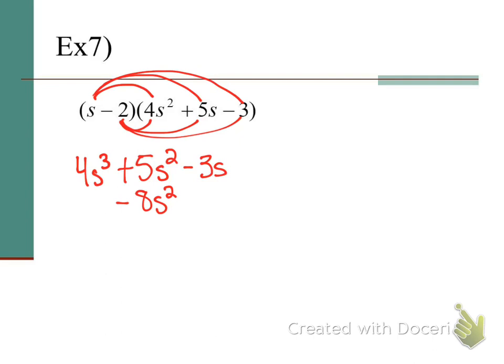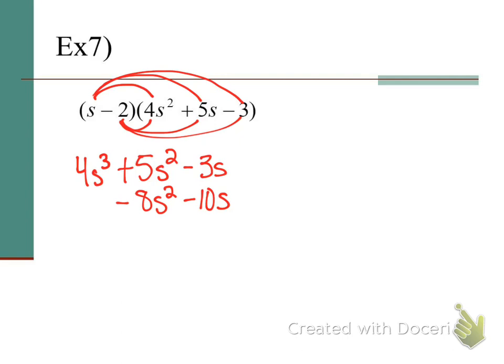Okay. We shouldn't have had to double distribute on the homework last night. But I'll take a look. All right, then we take negative 2 times 5s. Negative 2 times 5s gives me negative 10s. Where do you think I want to write that? Under negative 3s. And then negative 2 times negative 3 would give me a positive 6.